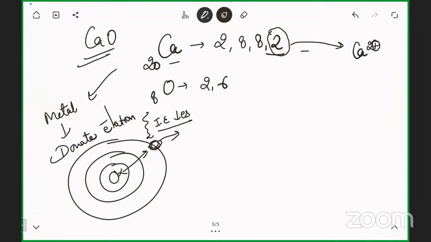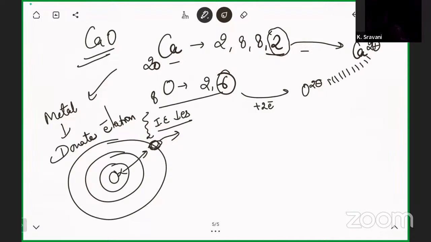Same goes with the oxygen atom. Oxygen has 6 electrons in the outermost shell. If it gets 2 electrons, it will become O2-. Now the 2 positive will attract the 2 negative, and which force of attraction is this? Electrostatic force of attraction. Very good. Okay, next take one more example, that is MgCl2. Basic example.